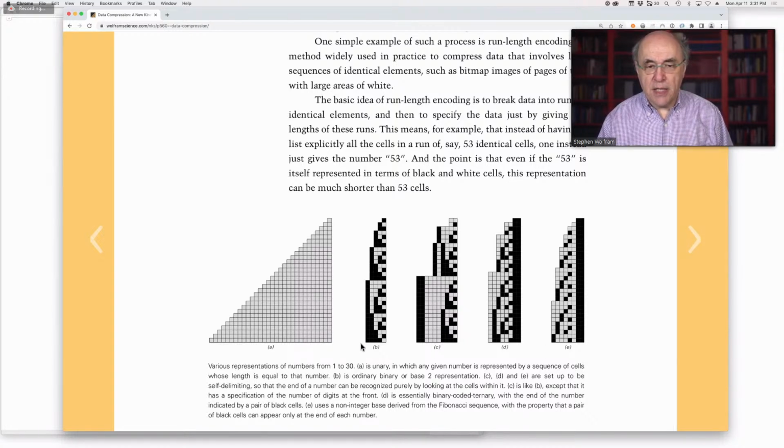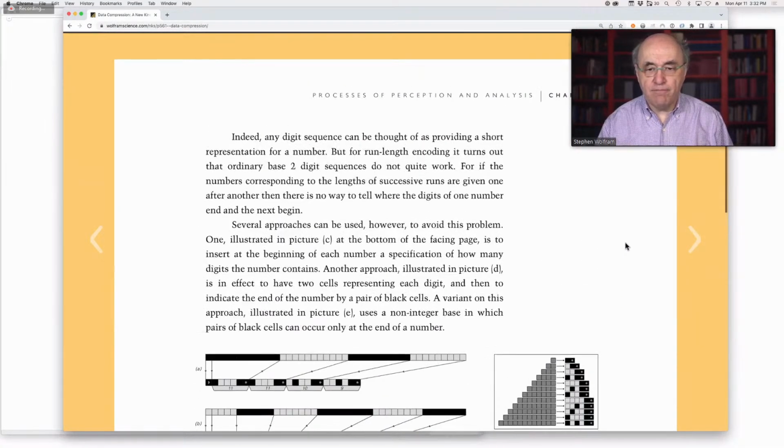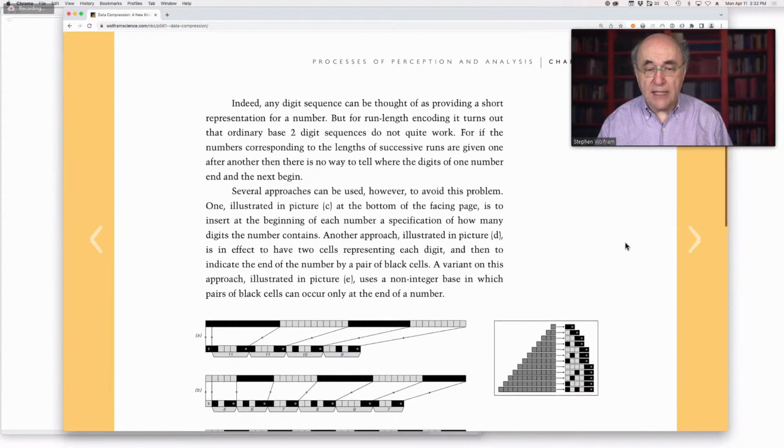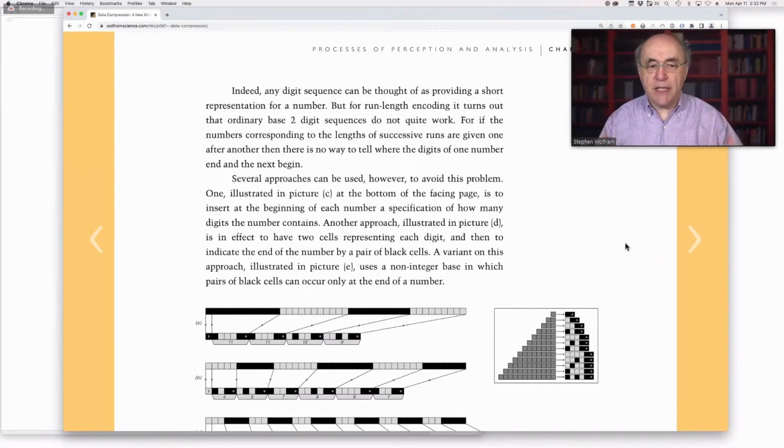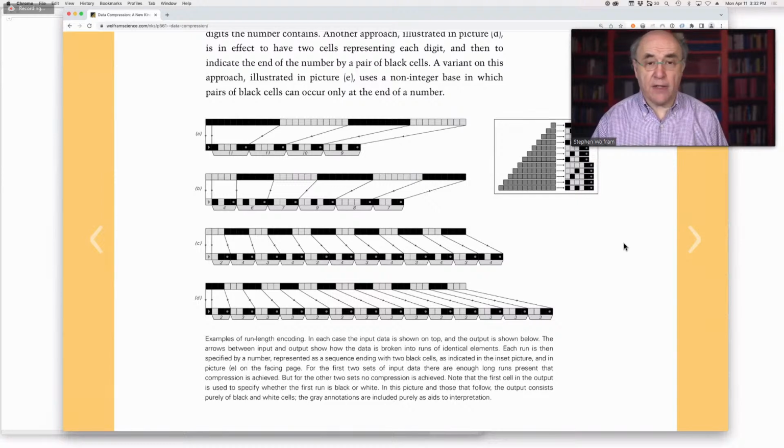And we can see that it takes a lot fewer bits to specify the number 30 in binary than it does to specify the number 30 when we just give 30 counters here. So this process of data compression has to do with, can we summarize things in fewer bits than it takes for the actual thing itself. So the first kind of data compression that I talk about here is run length encoding.